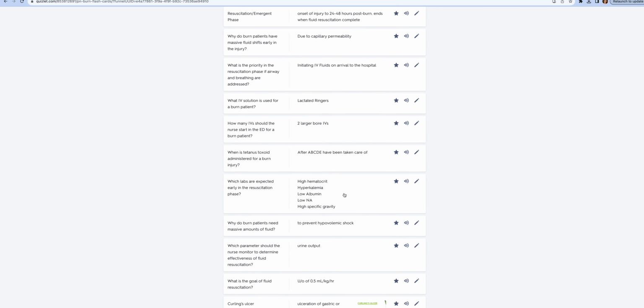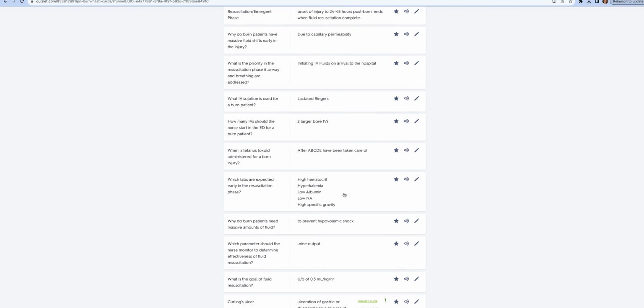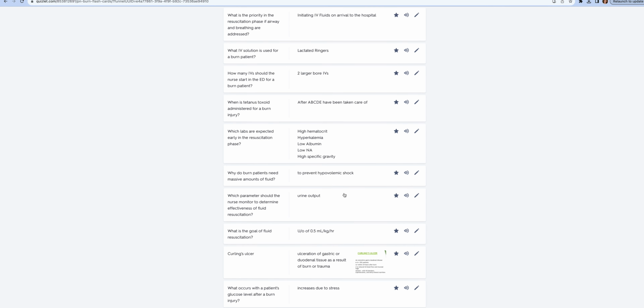Tetanus toxoid is given after A, B, C, D, E, but it is given. The labs you're going to expect. Okay, so with capillary leak syndrome, albumin is going to be able to seep out of the capillaries. Water is going to follow, and sodium follows water. So you're going to have a low albumin, low sodium, high specific gravity.